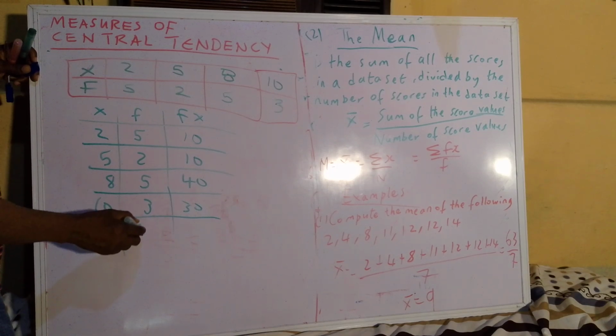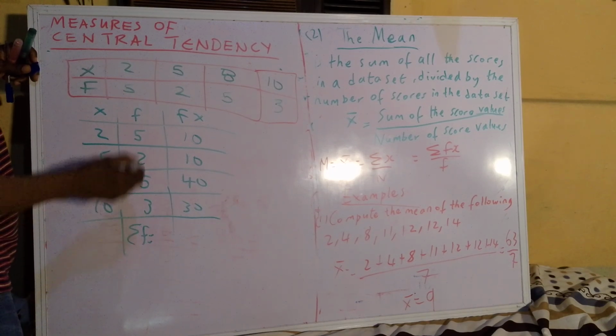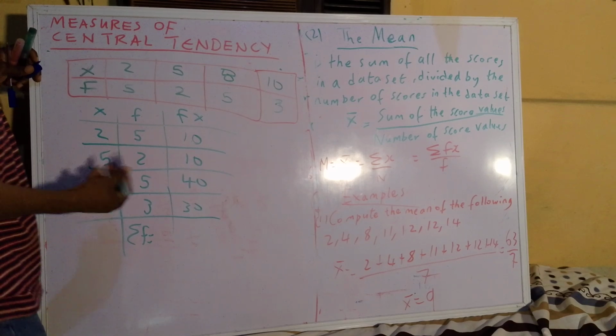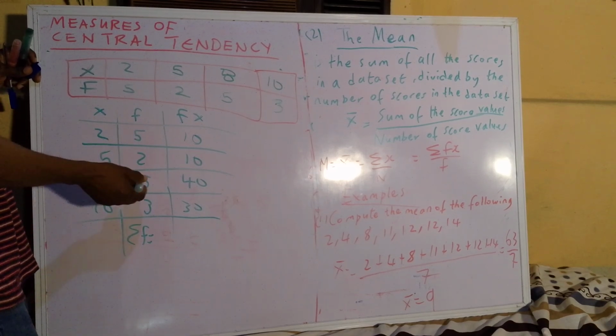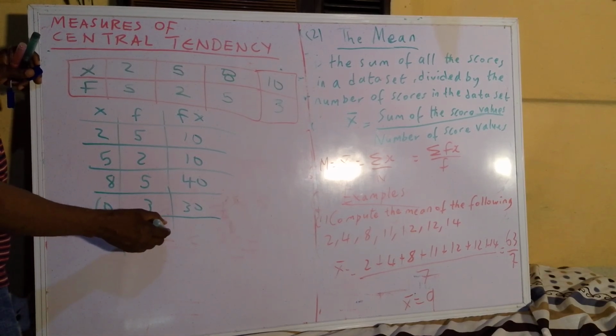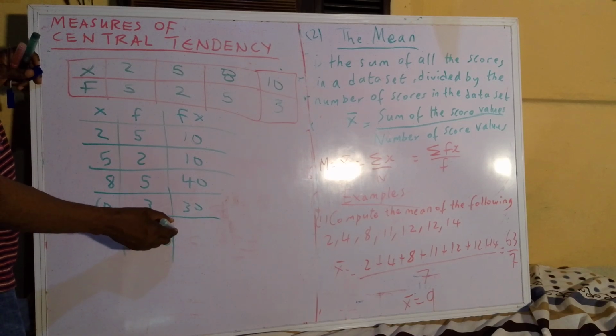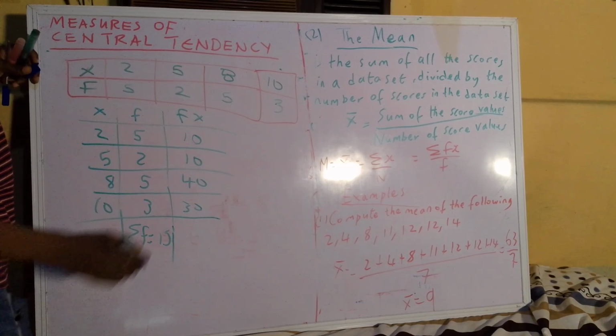So you now add all the f. If you add all this f, what will it give you? 5 plus 2 is 7, plus 5 is 12, plus 3 is 15. So that's 15. You will now add all this one also together.